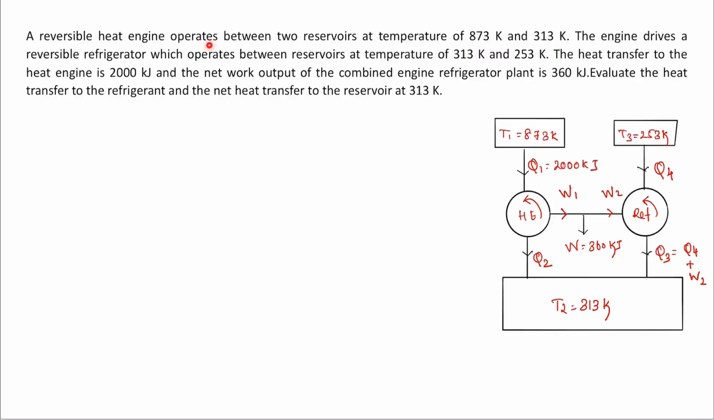A reversible heat engine operates between two reservoirs at temperatures of 873 Kelvin and 313 Kelvin. That is, a heat engine is working between two temperature reservoirs T1 and T2 of 873 Kelvin and 313 Kelvin. The engine drives a reversible refrigerator which operates between reservoirs at temperatures of 313 Kelvin and 253 Kelvin. That is, the work done by the heat engine is given to the refrigerator, and this refrigerator performs the operation using that work W2 between the two temperature limits T3 and T2.